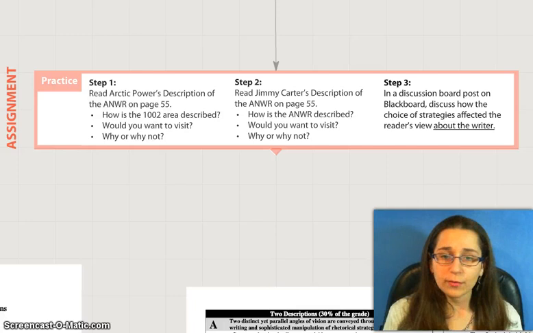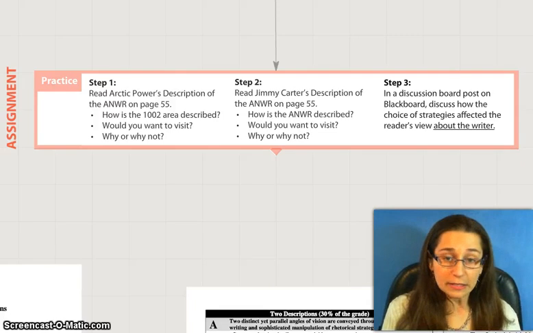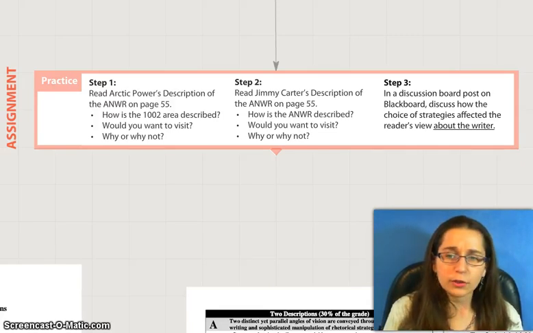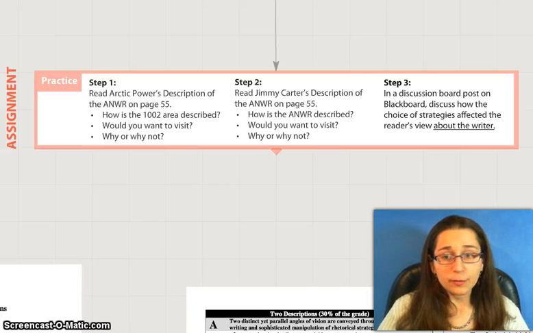As you're reading through these descriptions, consider the questions about how these are described, whether or not you'd want to visit the locations that are described, and why or why not. Do you have an emotional connection to either of these, or a lack of emotional connection to either of these? After you take a moment and read some of these, complete a reflection on your discussion board post on Blackboard. Focus really on the writer.